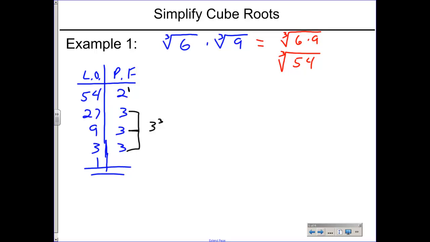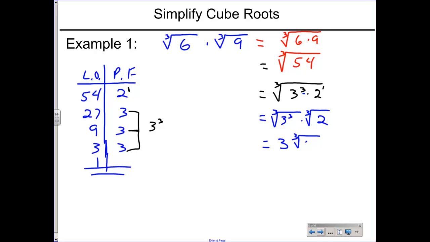So I can rewrite my cube root of 54 as the cube root of 3 to the third times 2 to the first. And since I have a 3, or a multiple of 3, as my exponent, I can break that out as a perfect cube. So the cube root of 3 to the third times the cube root of 2. And the cube root of 3 to the third is just going to give me 3 with the cube root of 2 left over. So 3 times the cube root of 2 would be the simplified answer to this problem.